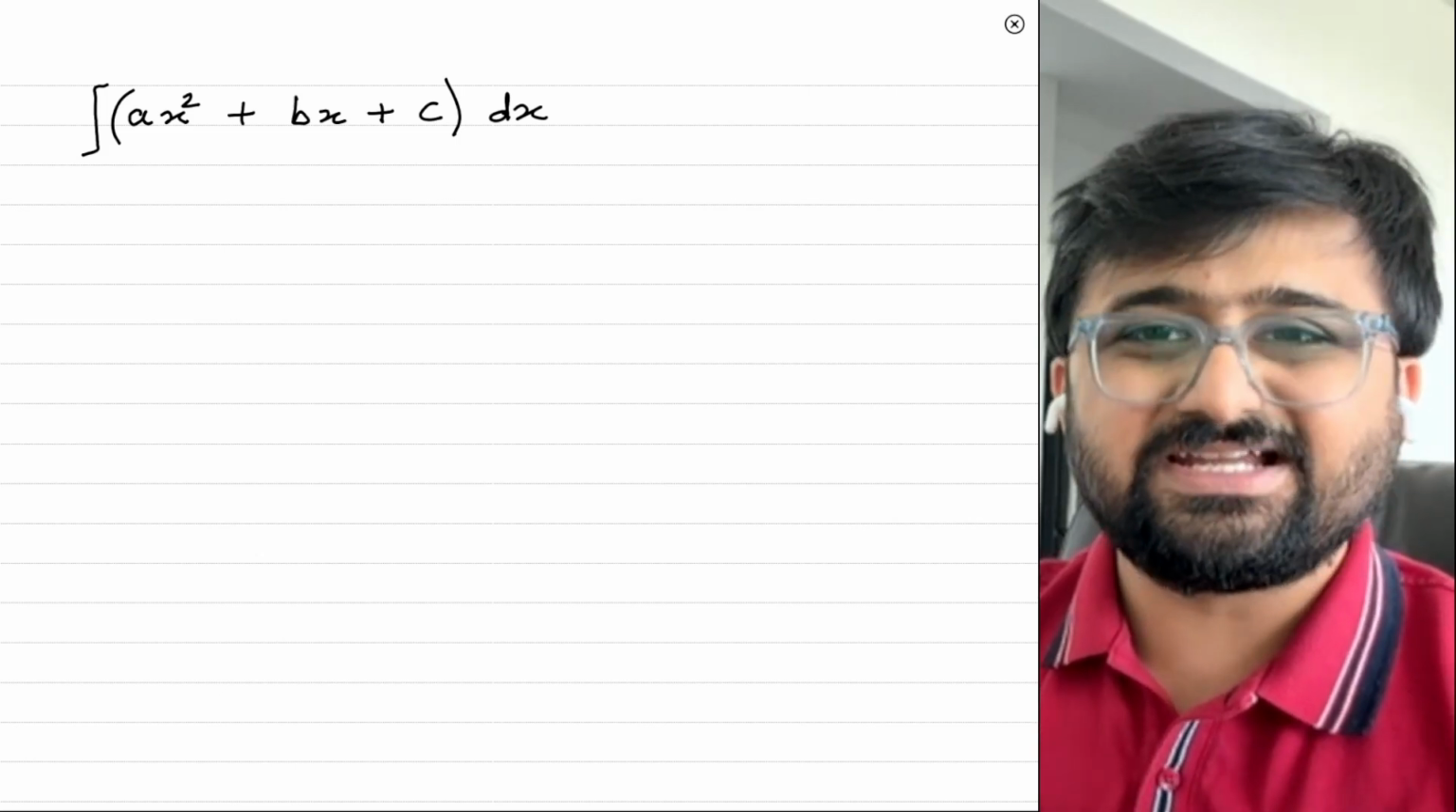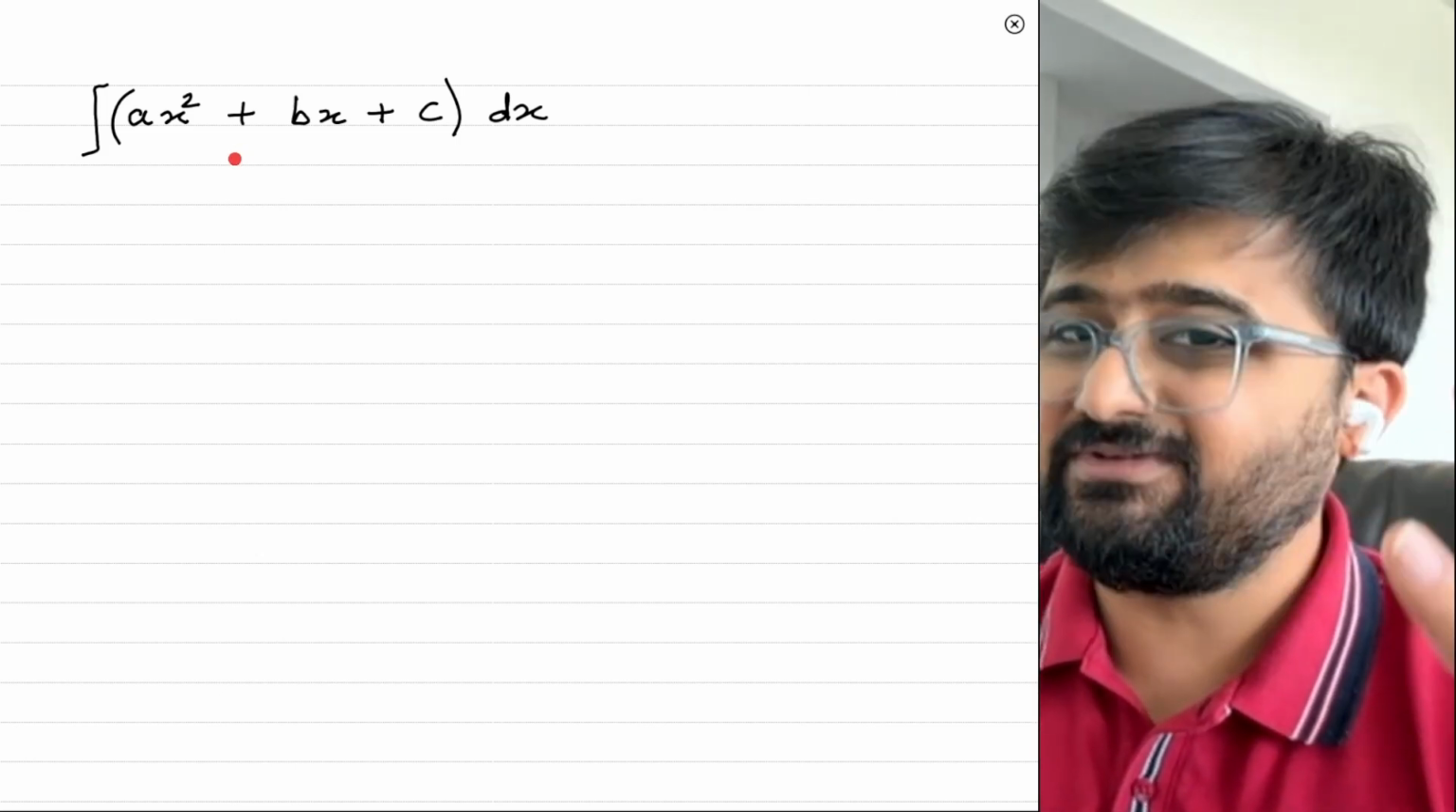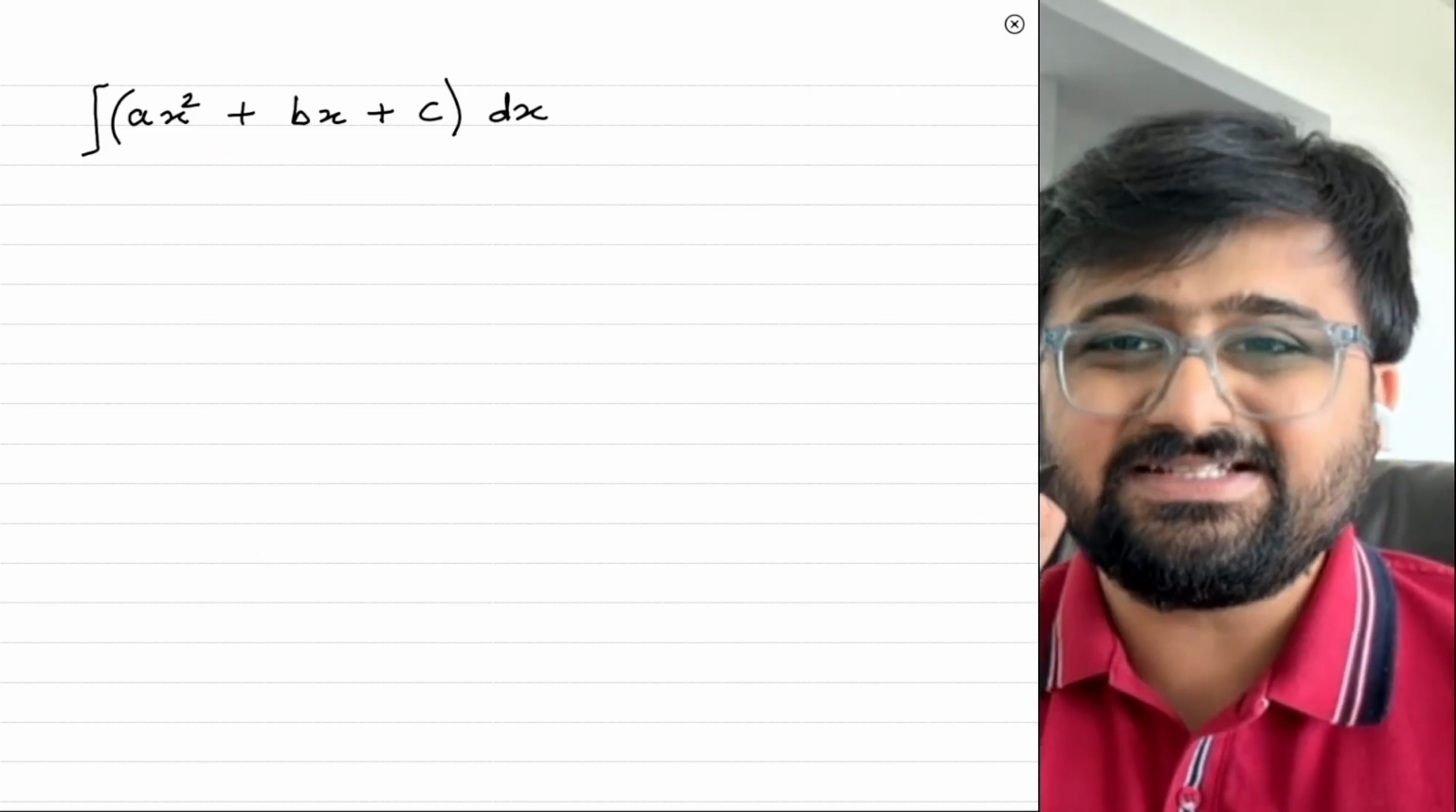I've seen students getting confused with this quadratic expression when they see it inside of the integral. So let's see how do we solve that.